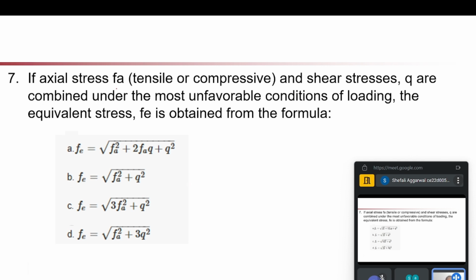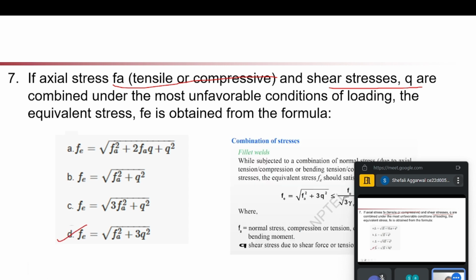If axial stress Fa, tensile or compressive, and shear stress Q are combined under the most unfavorable condition, the equivalent stress is given by, I think we have seen this question already. It's a pretty simple answer. This is a screenshot from Sir's presentation. F is given by the square root of Fa square plus 3Q square.